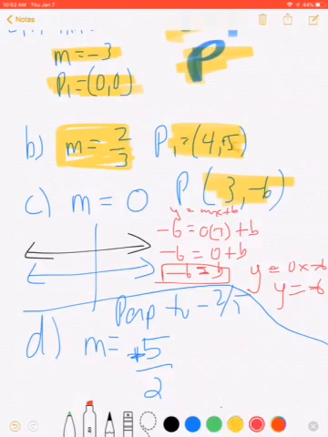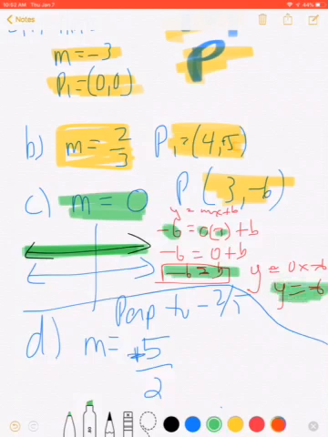If it's parallel to the x-axis, it goes this way, and a flat line has no slope, or a slope of 0. So m is 0, and when you sub that in, I did the work here for you. When you sub all this information in, slope of 0, x of 3, y of negative 6, you end up with b being minus 6. So your line just ends up being y equals negative 6.